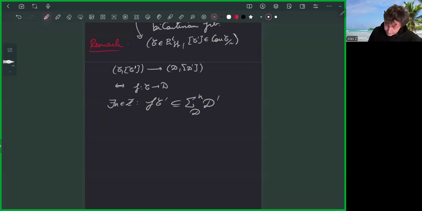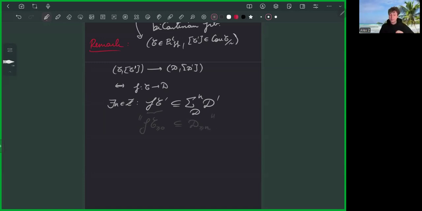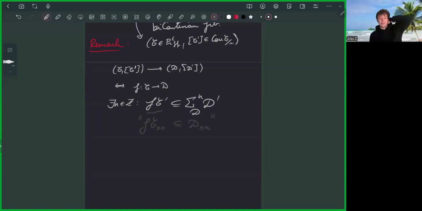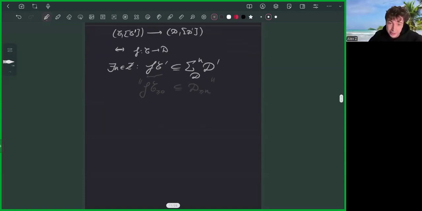So again, you should think of this as f of c greater or equal to 0 being a subcategory of d greater or equal to n. So that's what you should think of. It shifts the T structure by n steps. So this is what we encoded with this.